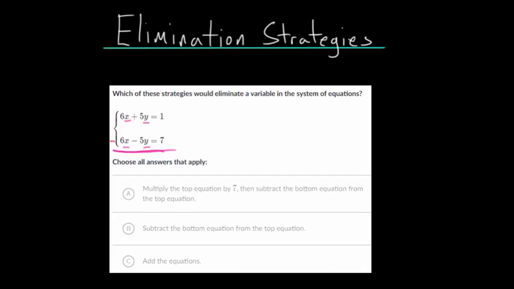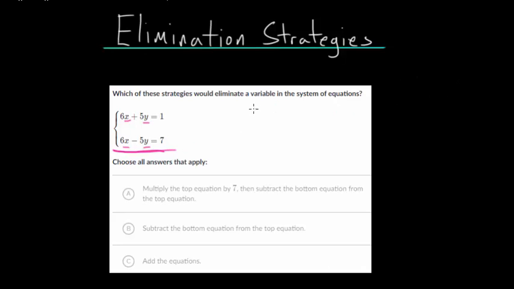But if we want to focus on the y values, we could, in theory, add the bottom equation to the top, since their coefficients are opposite, and positive 5 plus negative 5, the y values would cancel out there. So there are often different approaches that you can take, and sometimes the coefficients are not even the same.